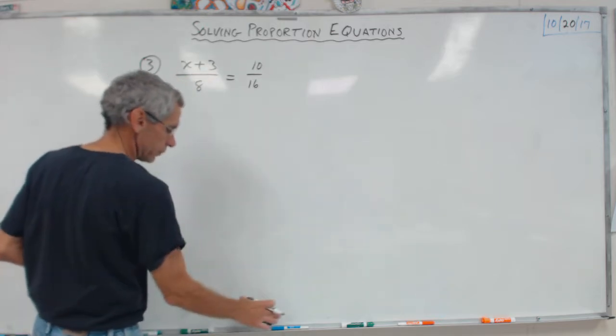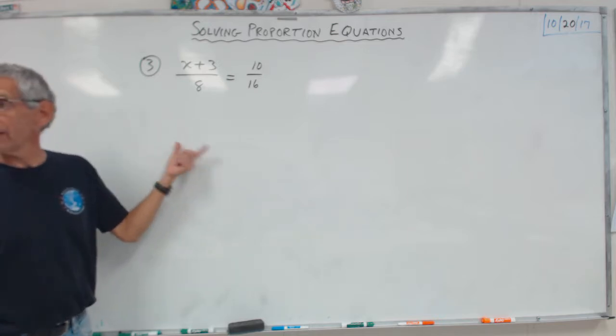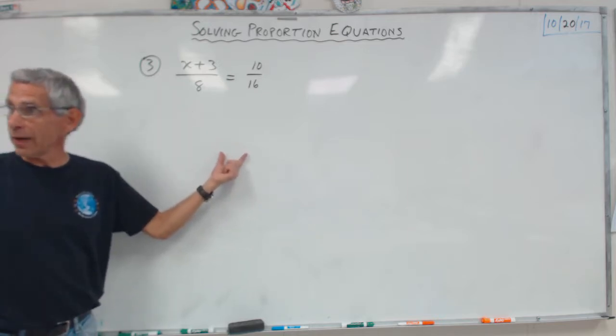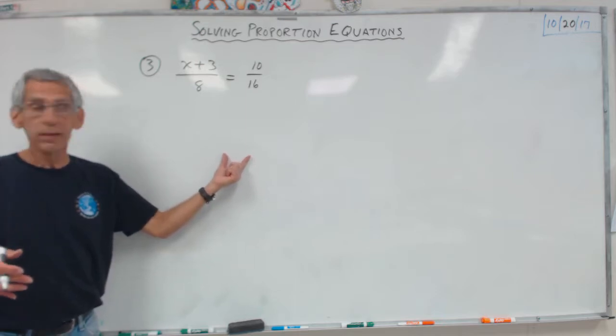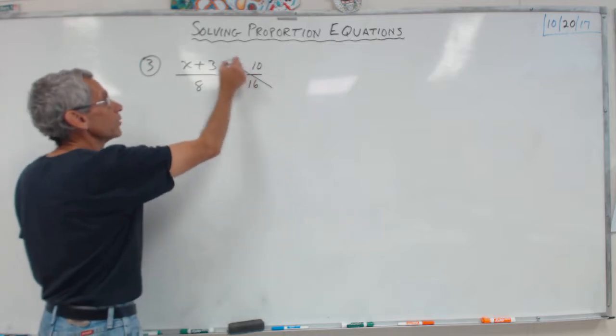So, wait, no, don't erase it. I could rewrite it like that and use the method that we learned yesterday, right? Can we do that? Or let's just do cross multiply.